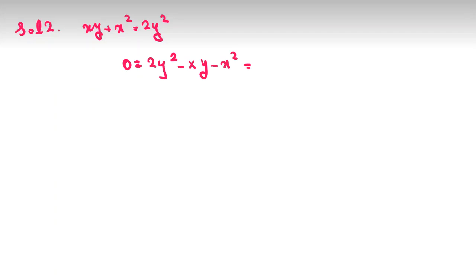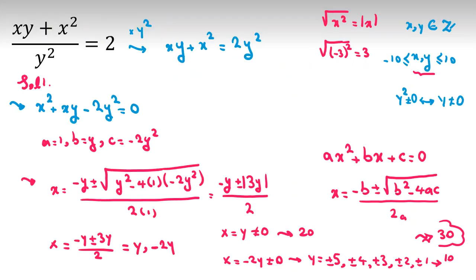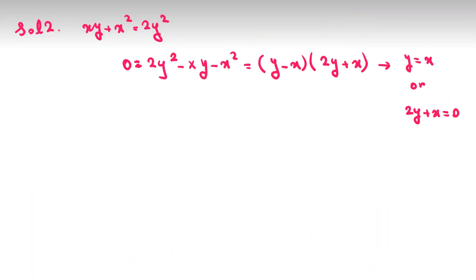If you want to factorize, you can say y minus x first. For creating 2y squared, I place 2y, then I have negative 2xy, then you place plus x, it is equal to this. So when it is 0, y minus x equals 0, or y equals x, or 2y plus x equals 0, and x equals negative 2y, like the two cases that we had here, and the rest of the solution will be the same. And we've not used any quadratic formula, only factorization.